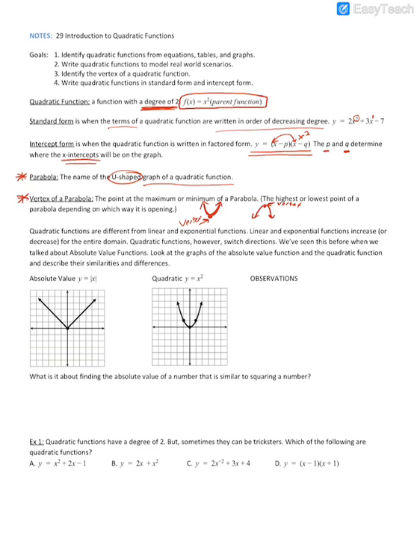But quadratic functions do, right? Quadratic functions switch directions. We've seen this before when we talked about absolute value functions. You can look at the graphs below. We've got the absolute value function right here. Okay, here's my absolute value function, right? And here's my quadratic function.